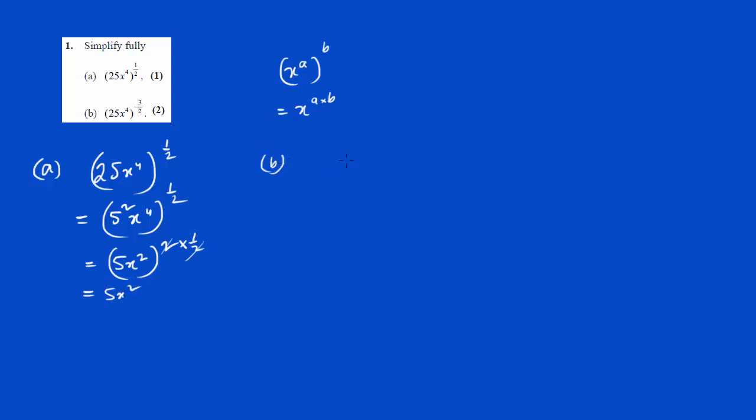Question number B. So we have the same thing, but the power this time is 3 by 2. So we have 25 x to the power 4 to the power 3 by 2. We can write it as 5x squared whole squared, just like last time. So we don't have to show the steps here. Multiplied by 3 by 2. This time this 2 and this 2 cancel off. So we have 5x squared whole cubed.